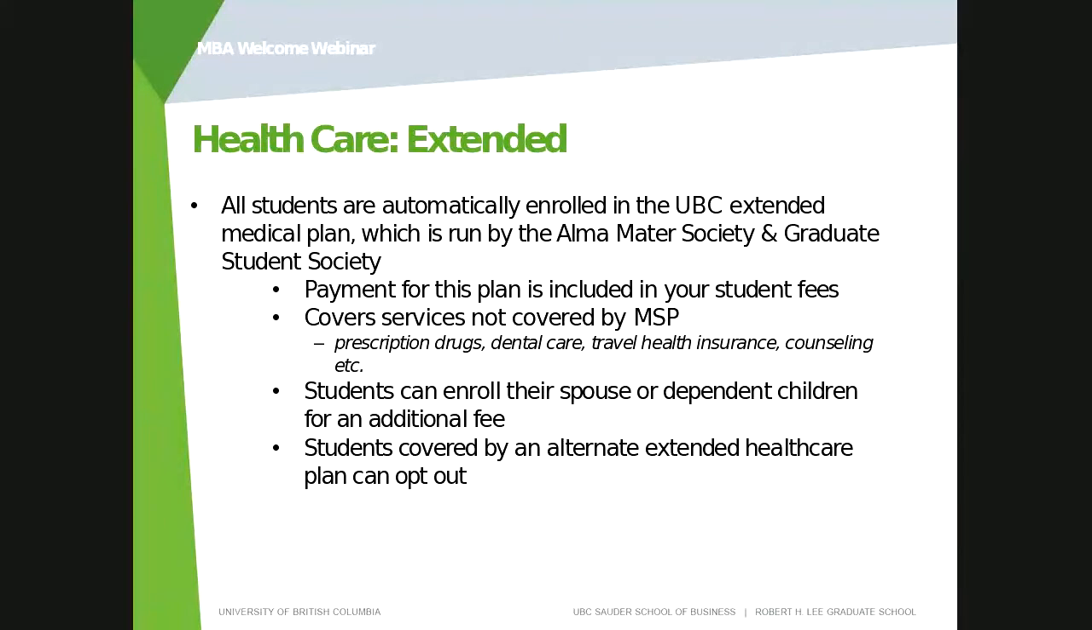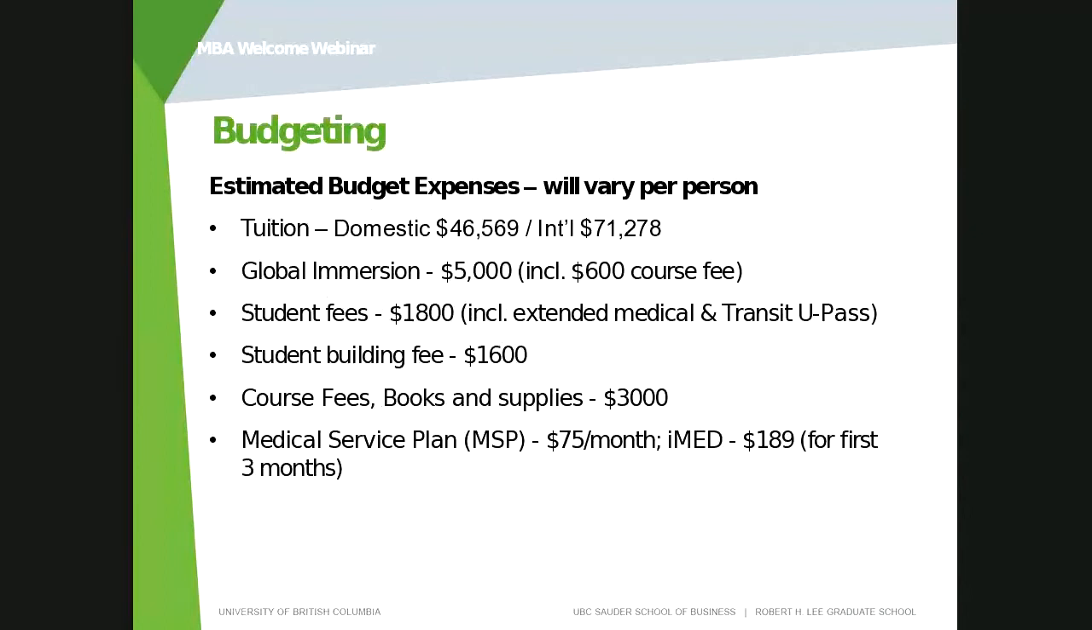And for those students who may have an alternate extended healthcare plan, you can opt out of this. And there's more information on the program site about how to do that. Okay, so in terms of the budgeting, we do have estimated budget expenses on our program site and on our admissions website, which you may have already seen, but I'll just go over them quickly here again.